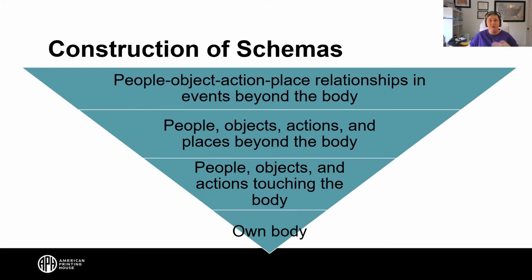Now, there are 4 levels of this construction. A student has to build knowledge of their own body before they can build anything about other concepts. The first 3 concept categories, people, objects, and actions, are next. And we're talking about people, objects, and actions that touch the body. And then we move to people, objects, and actions and places beyond the body. Note that places came next.